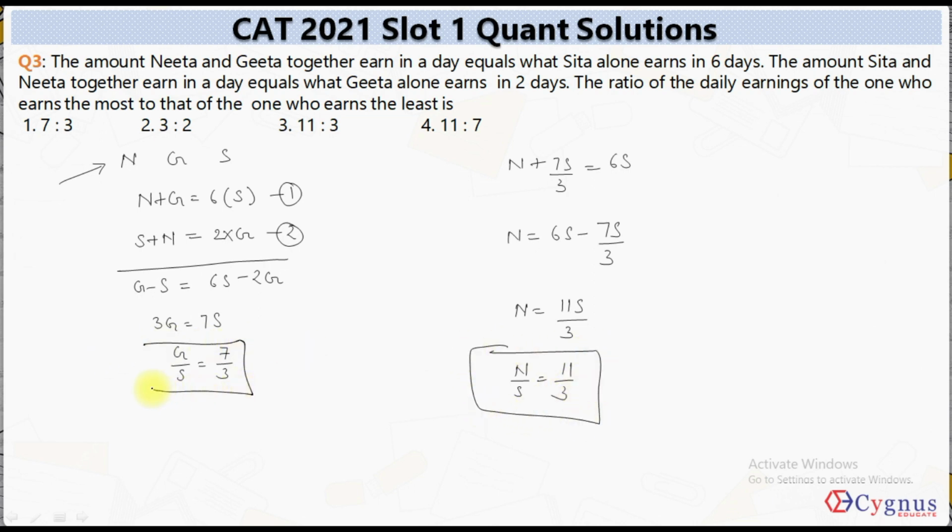Now look at these two relationships. The value of s here is 3. So can we write it like this? N is to G is to S is 11 is to 7 is to 3. Now who earns the most? That is Neeta. And who would be the one who earns the least? That is Sita. And he's asking the ratio of the daily earnings of the one who earns the most to that of the one who earns the least. So the answer must be equal to what? 11:3. Again, this was a doable question for me. This was an easy question.